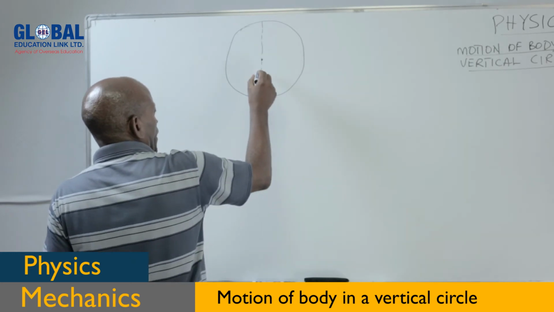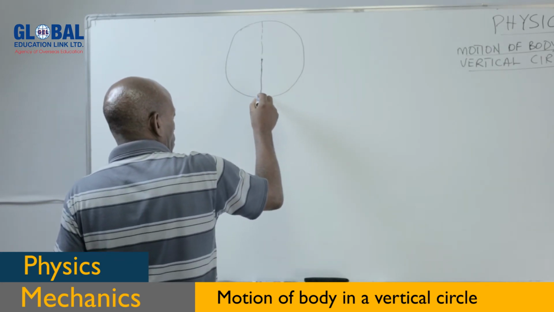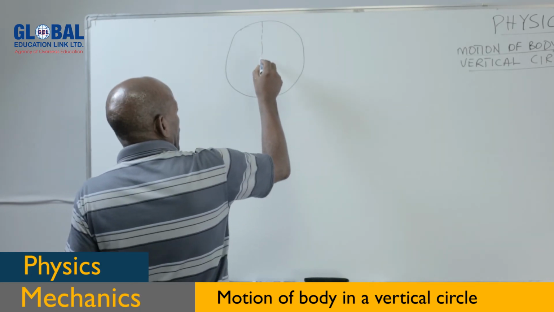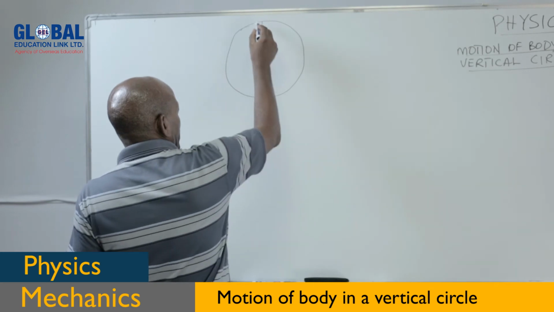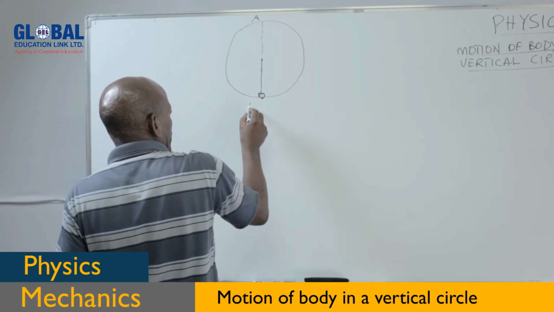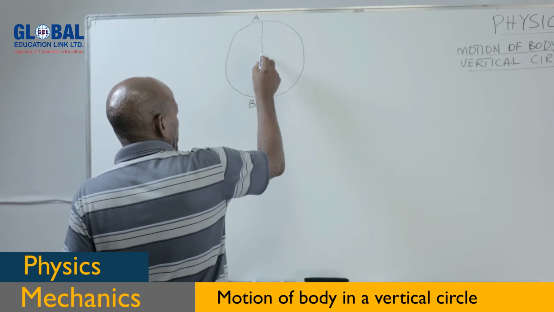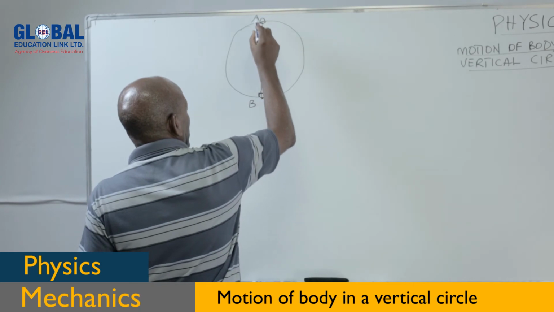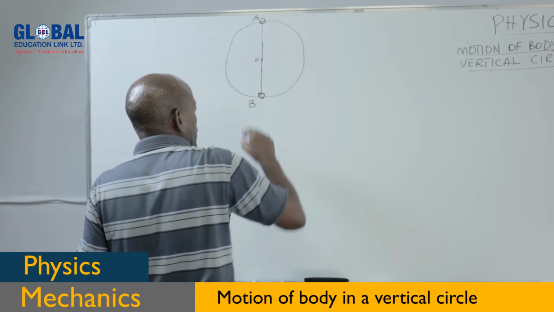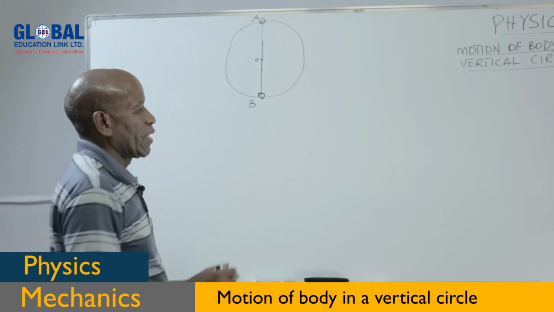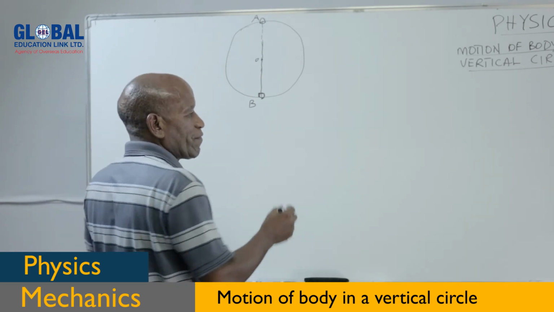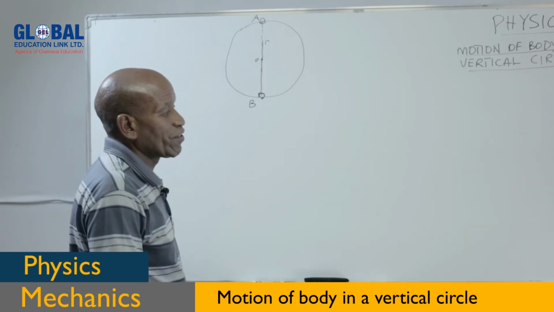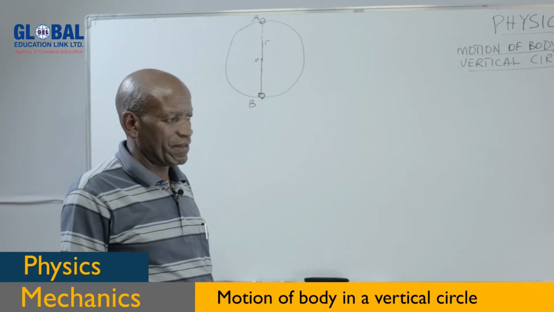So we have a string holding such a bucket, passing at the lowest point. Let me take this to be point A, the highest point, and point B, the lowest point. So at the moment it's passing at the highest point, it will look like that. That is point O, the center. And the length of the string is 1.5 meters.